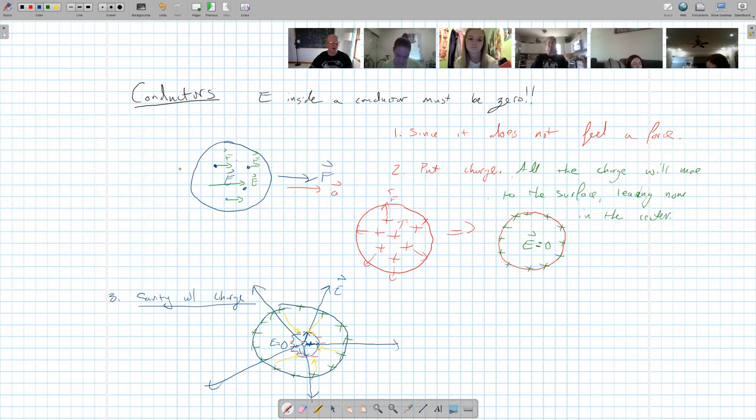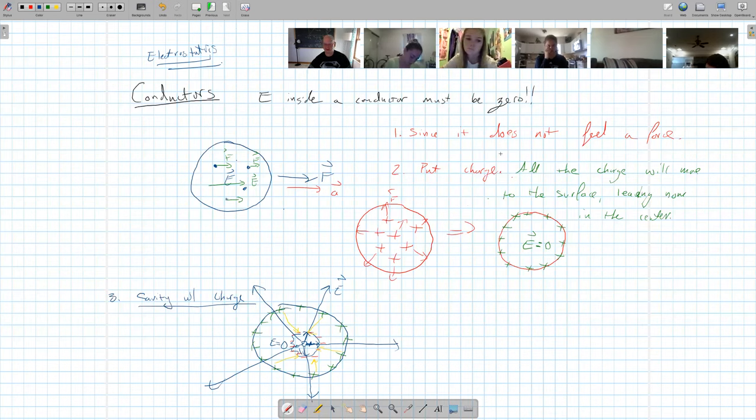So you see the initial electric field of the charge which is on the inside. The point of all this is that as long as I have a conductor in electrostatics, now this is only true in electrostatics, the electric field on the inside must be equal to zero. Always.